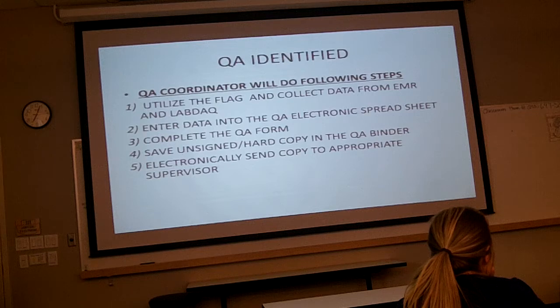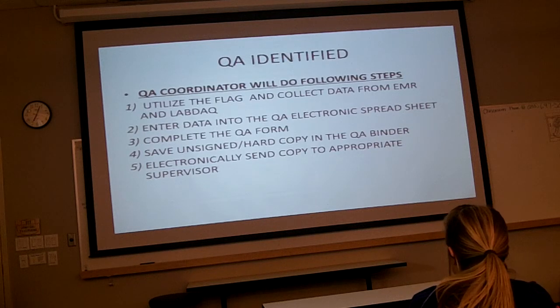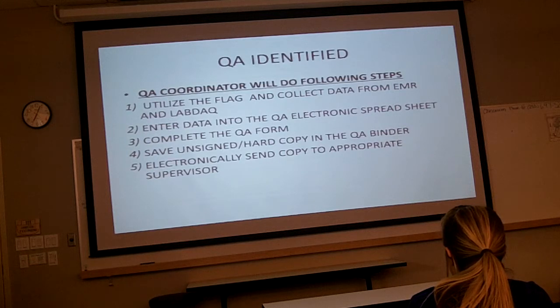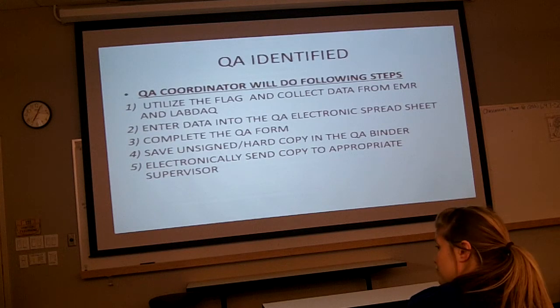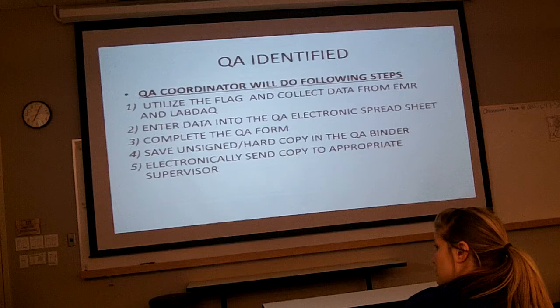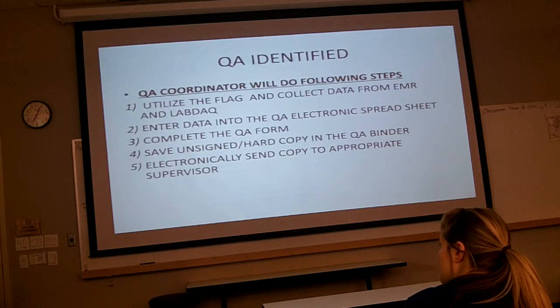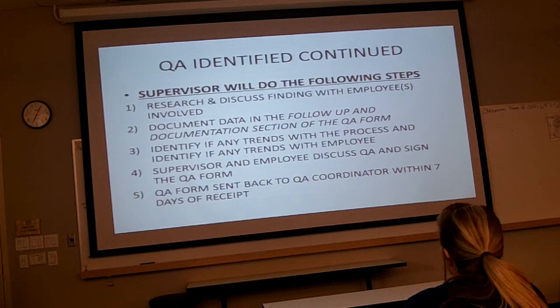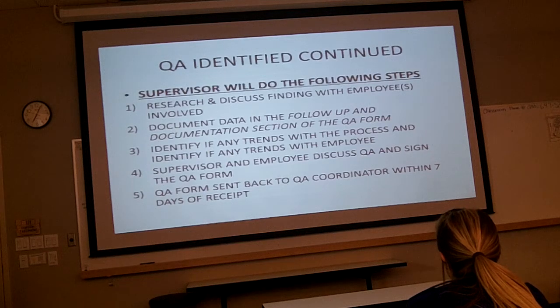Okay? It's identified. The QA coordinator will do the following. One, they'll utilize flags and collect data from the EMR and the lab DAC. Does anybody know what the lab DAC is? Everybody should know what that is. Two, they'll enter data into the QA electronic spreadsheet. Three, they'll complete the QA form. Four, they'll save an unsigned hard copy in the QA binder. And then they will electronically send a copy to the appropriate supervisor. It then will arrive at the supervisor's doorstep.